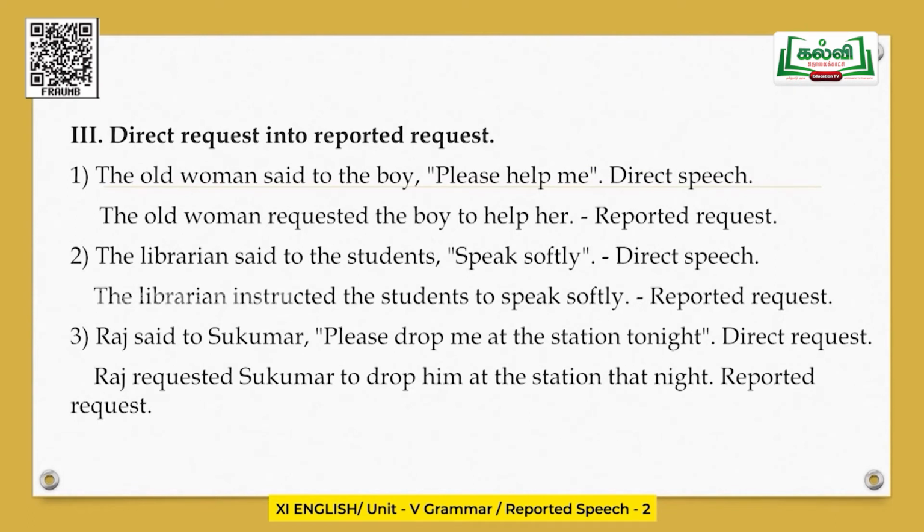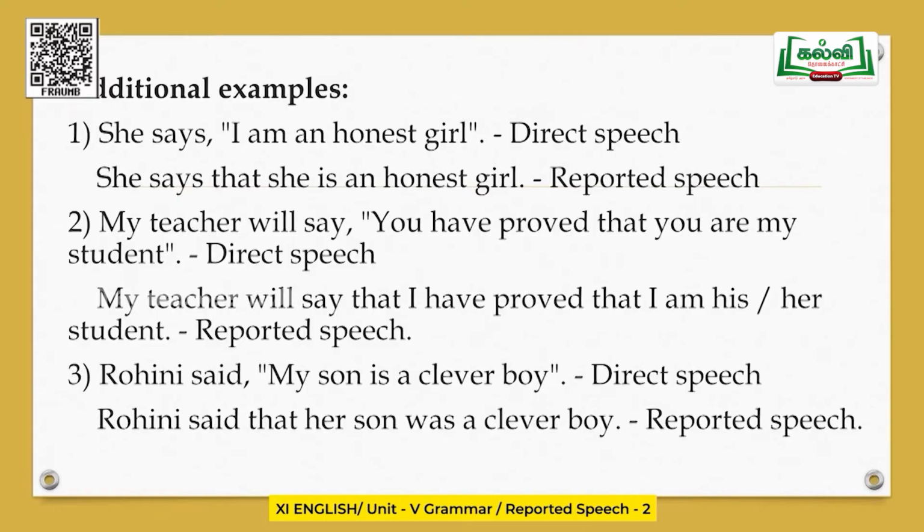Here, who is the speaker? Raj. Who is the listener? Sugumar. So Raj requested Sugumar. See again, the conjunction is "to": to drop him at the station. "Tonight" changes to "that night". Okay. Then an additional example. She says, "I am an honest girl." Here the reporting verb is in the present tense. So she says that she is an honest girl.